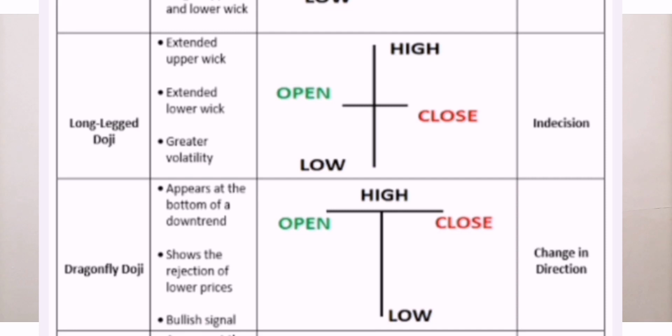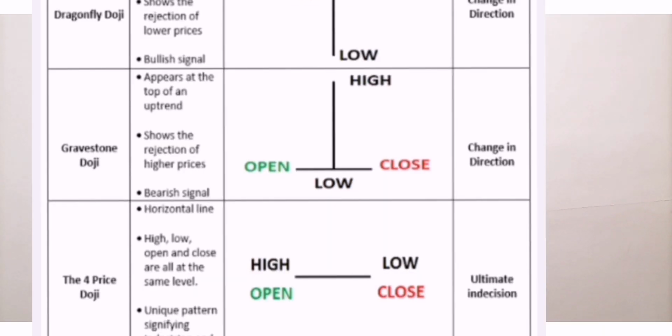Then we have the dragonfly doji, which appears at the bottom of a downtrend, where the opening and the close are also the same, but it shows the rejection of the lower price. It's a bullish signal. As you can see, it has only a lower wick and doesn't have any wick on the upper side. So we're calling it a dragonfly doji. The other doji that we have is the gravestone doji, which appears at the top of an uptrend.